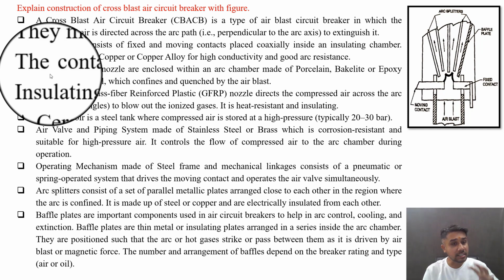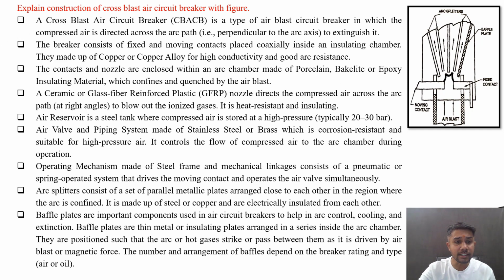Now the air reservoir is a steel tank where compressed air is stored at a high pressure, typically about 20 to 30 bar. The air valve and piping system is made up of stainless steel or brass material which is corrosion resistant and suitable for a high pressure air system. It controls the flow of the compressed air to the arc chamber during the operation. Now the operating mechanism, made of a steel frame and mechanical linkages, consists of a pneumatic or spring operated mechanism system that drives the moving contact and operates the air valve simultaneously.